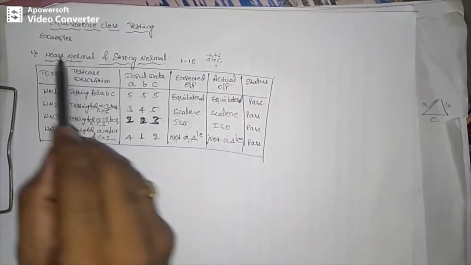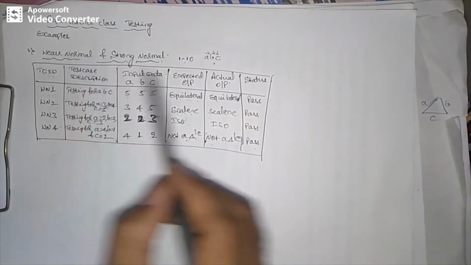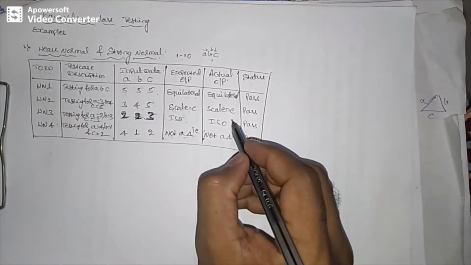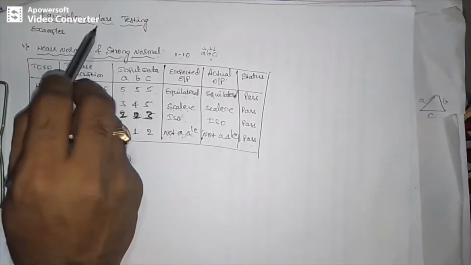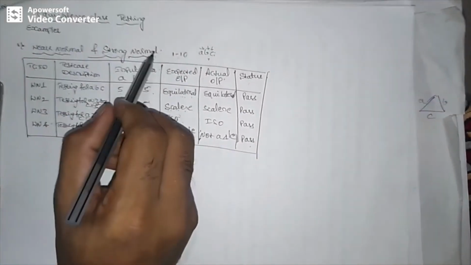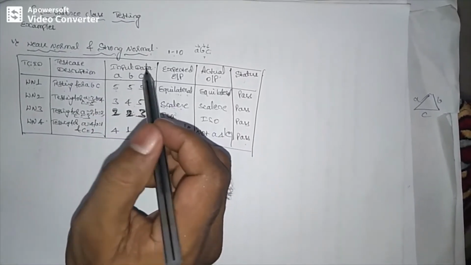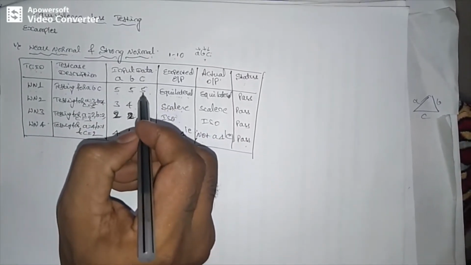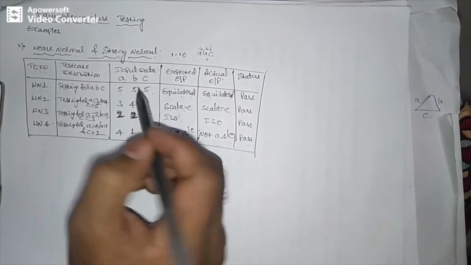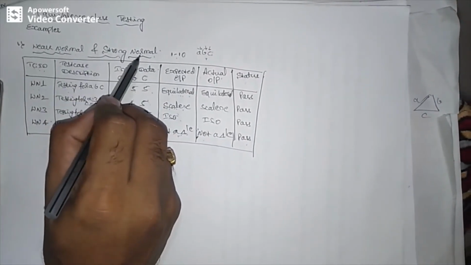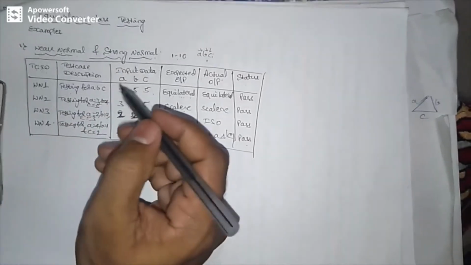Then clearly I can say that weak normal test cases satisfy the motivation factors of the equivalence class testing technique. There were 2 motivation factors: one is we have to avoid the redundancy, and the second is we need to do the complete testing of the input domain.